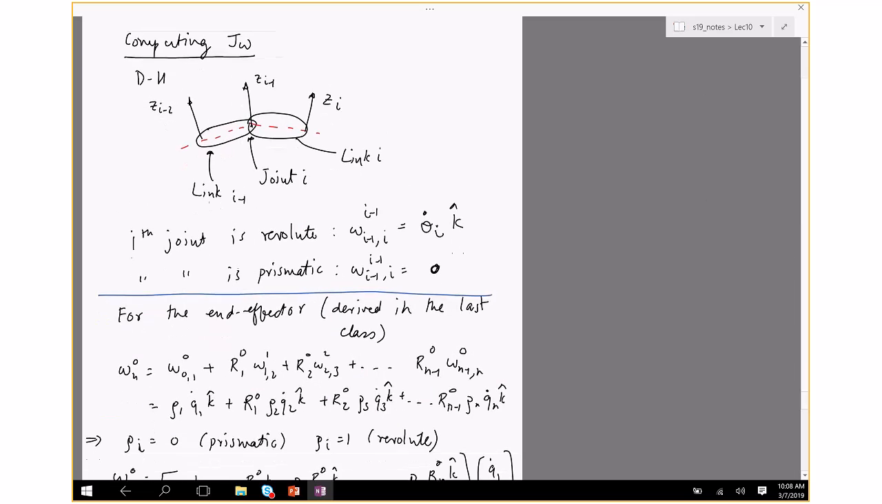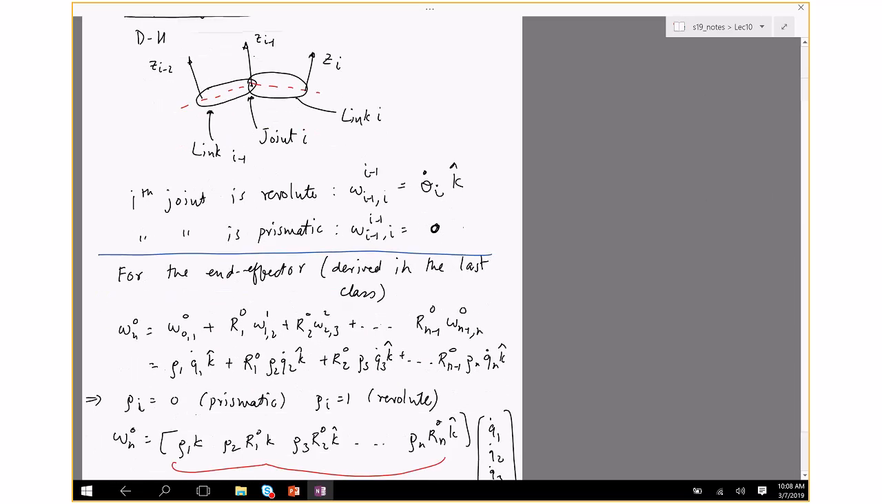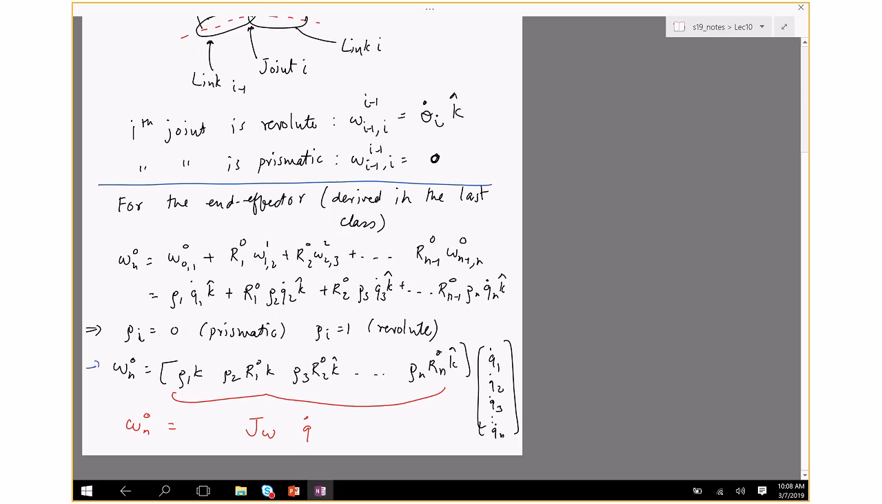I started off with computing J omega last time. There's a derivation which gives me the angular velocity as J omega times Q dot, where Q dot is the degrees of freedom, and J omega is basically this expression. You can see from this expression that it only involves R1, R2, and so on. All these matrices are easy to compute because they flow from the DH matrix, the homogeneous matrix associated with the DH. Rho 1, rho 2, rho 3 are specific to the joint. If it's a prismatic joint, then rho is 0. If it's revolute, it's 1. So that's super easy and convenient to do.